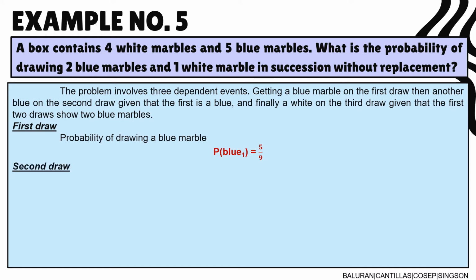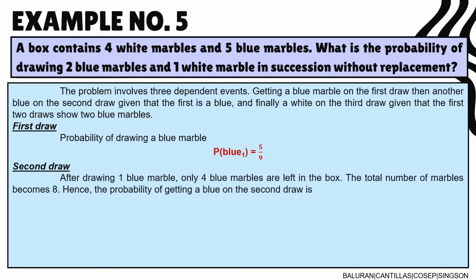Second draw would be the probability of getting another blue. After drawing one blue marble, only 4 blue marbles are left in the box. The total number of marbles becomes 8. Hence, the probability of getting a blue on the second draw is equal to 4 over 8. So blue sub 2 here denotes getting a blue on the second draw.